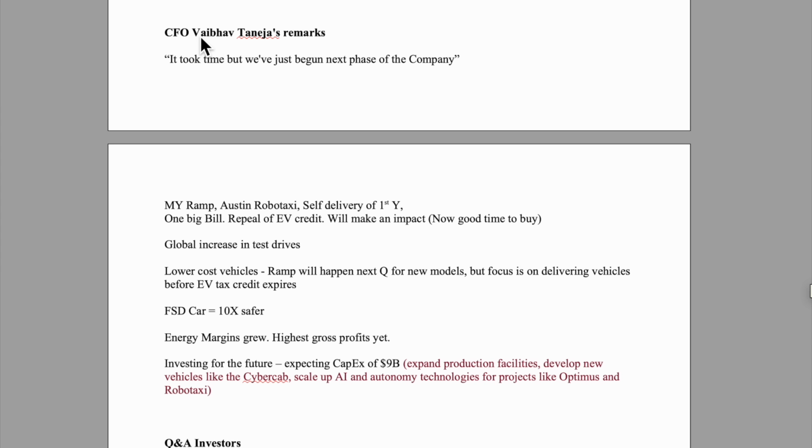Next up, we have the CFO's remarks: "It took time, but we've just begun the next phase of the company." Now, just lingering on this for a second, when everyone thought that Tesla was an electric car company and possibly a battery company, the major pivot came when they decided that they weren't going to be aiming at 20 million cars per year. They weren't going to be making the Model 2 and all that. They were pivoting towards AI and robotics. And this is exactly what the CFO is remarking to here: "It took time, but we've begun the next phase of the company."